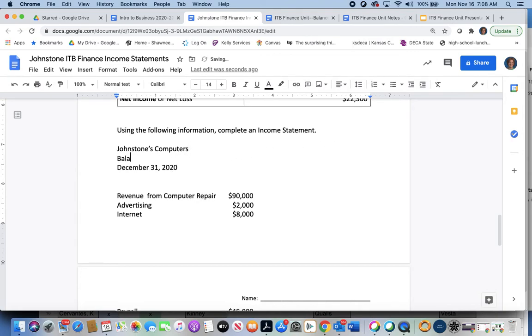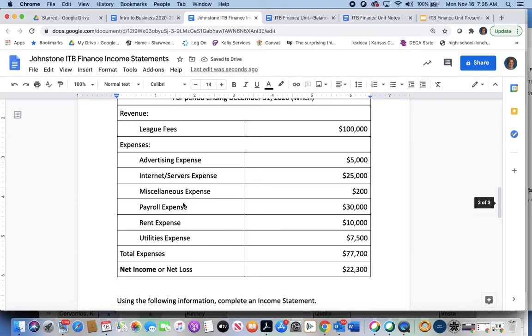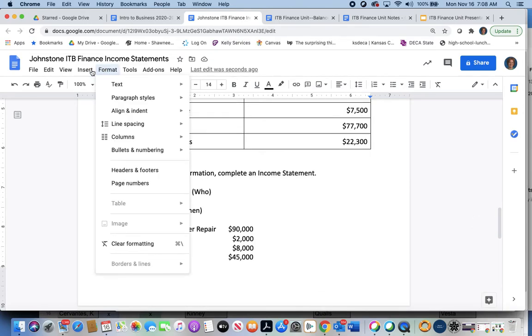And we are a balance sheet. We're making a balance sheet. There's your who, what, and when. Okay? So that is your who. This is your what. And this is your when. All right? Who, what, when. And actually, I think we're going to put a page break here, and maybe that'll all fit on the next page.